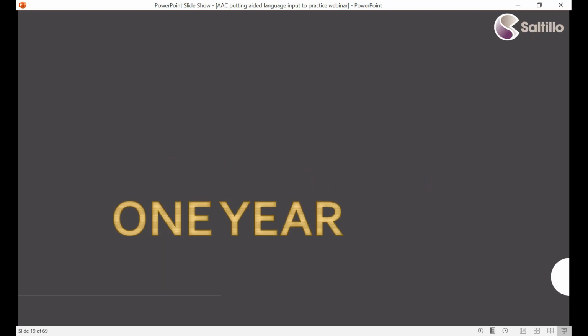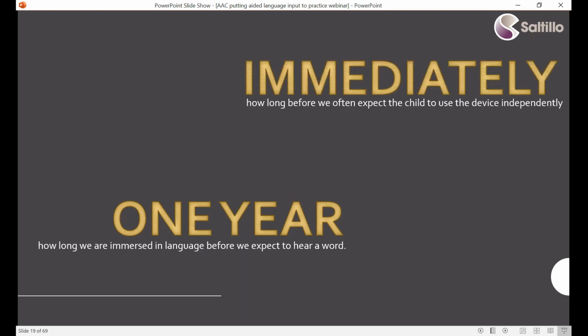All right, the next number is 1 year, and this is how long we're immersed in language before we expect to hear a word. But if we think about our individuals with AAC, typically what we find is that immediately once we have that device or system in place, we expect them to start using it independently. So we have to start to shift what we think about and what our goals are going to be, and especially those expectations, because we really want to try to mirror typical language development, and we can't expect to just set a device in front of somebody and walk away and say, hey, you're good.